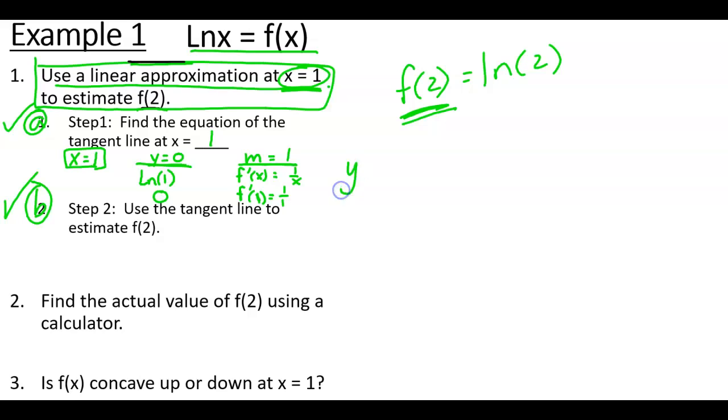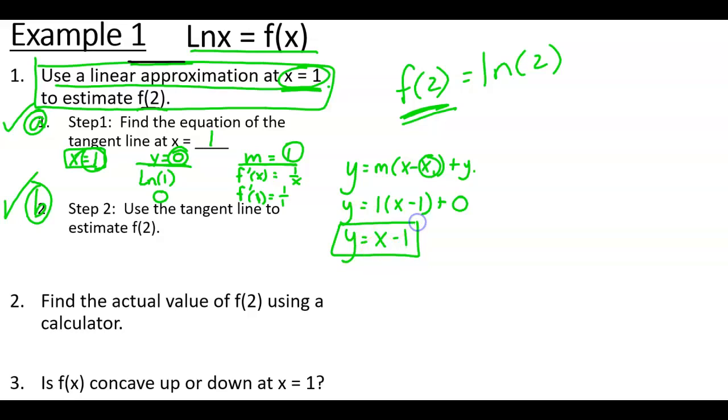You guys might recall the formula for a tangent line looks like this. You're going to put 1 where the m is, and where the x1 is, you're going to put this number, which is 1 again, and then for the y1, we're plugging in 0. And so if we simplify this expression, I end up with y equals x minus 1. So there's the equation of my tangent line.